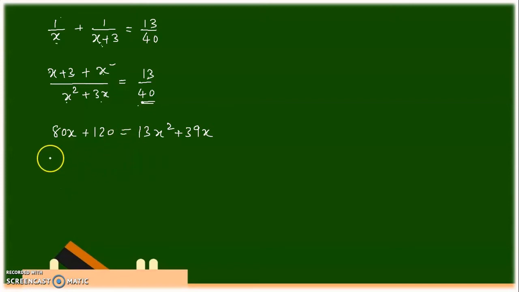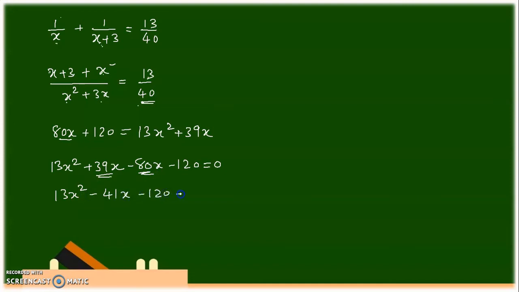And further simplification is 13x square plus 39x. This 80x becomes minus 80x. This 120 becomes minus 120 equal to 0. So this is 13x square, 39x minus 80x, it will be equal to minus 41x, minus 120 equal to 0.